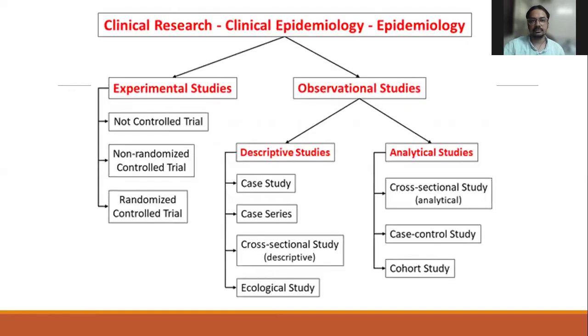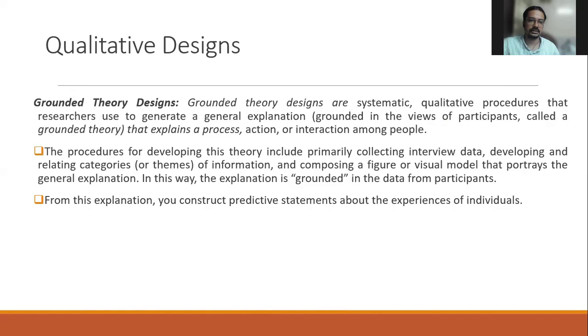This is the summary of the types of clinical research. We have experimental studies and observational studies. In experimental studies, we have non-controlled trials, non-randomized control trials, and randomized control trials. In observational studies, we have descriptive studies and analytical studies. In descriptive studies, we have case study, case series, cross-sectional study, and ecological study. In analytical studies, we have cross-sectional studies, case control study, and cohort study.